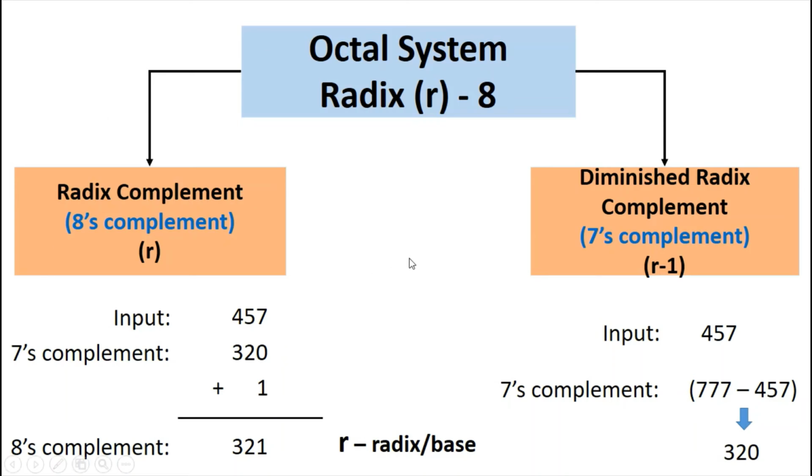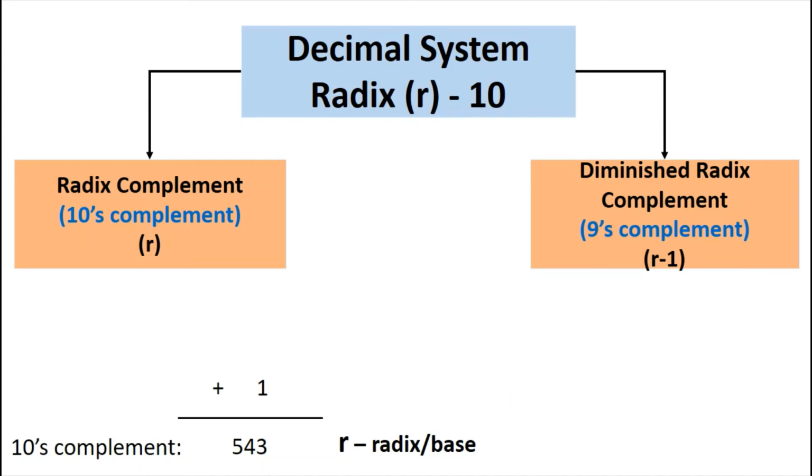Now we move to another number system, that is the decimal number system. The decimal number system is the one we use in our daily life, where the base value is 10, or we can say the radix value r is equal to 10. So r minus 1, that is the 9th complement, is our diminished radix complement, and the r value, that means the 10th complement, is our radix complement.